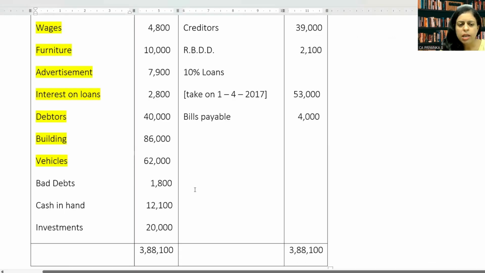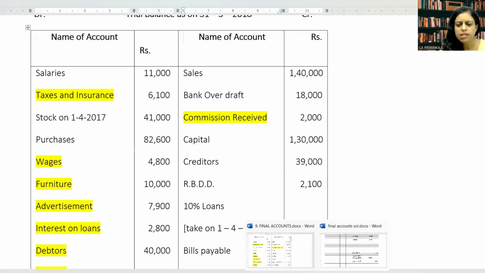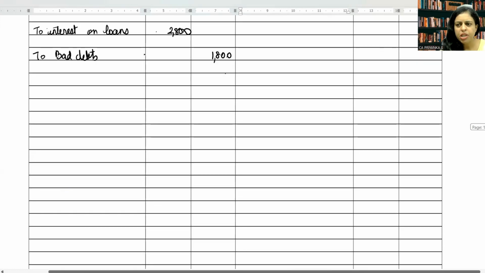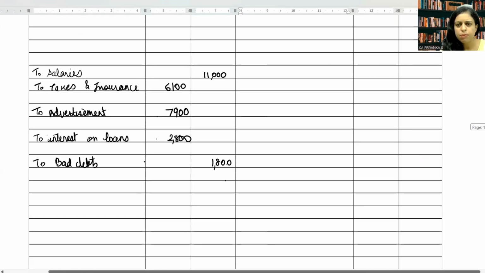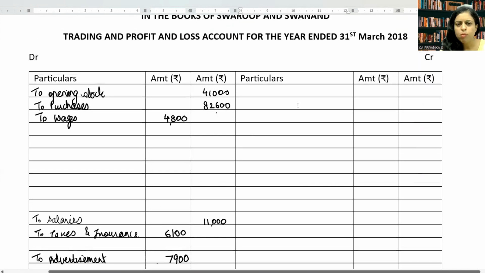So on debit side, all the debit accounts I've covered. Now I'm going to the credit accounts. The credit accounts that are given here are starting with sales. So sales 1,40,000. What is sales? Sales is income basically. So incomes are written in the trading profit and loss account. And this is a type of direct income. It's not indirect. This is my main core business activity.